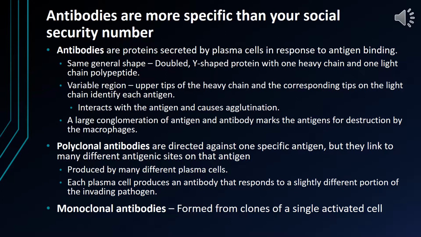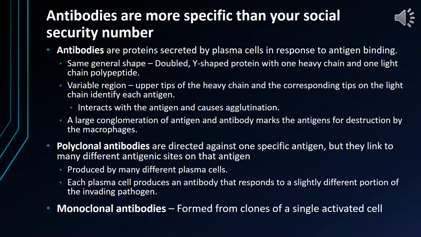They interact with the antigen and cause it to agglutinate so it can be picked up by a phagocyte. A large conglomeration of antigen and antibody marks that antigen for destruction. And we have polyclonal antibodies, which are directed against one specific antigen, but they link to many different antigenic sites on that antigen. And these are produced by many different plasma cells, or a group of plasma cells.